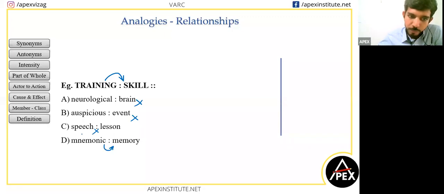Mnemonic improves your memory, right? This is pronounced as mnemonic, M silent. So what is an example of a mnemonic? Can anyone tell me? This is your answer. Huh? Mnemonic helps to improve your memory. What is a mnemonic?